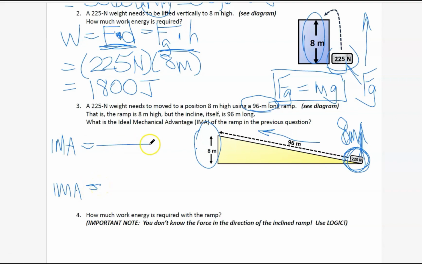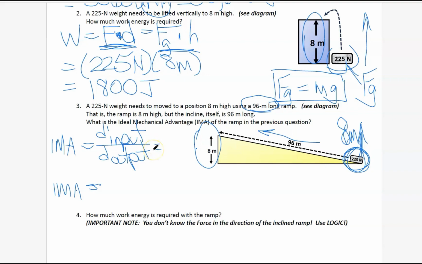The ratio is either the distance that you have to input, in other words, how much you have to push, or if it's a pulley, how much you have to pull the rope, divided by how much comes out of it. In other words, I have to push it up the ramp a long distance, but it's only going up by a smaller distance. The ratio of those two is the IMA.